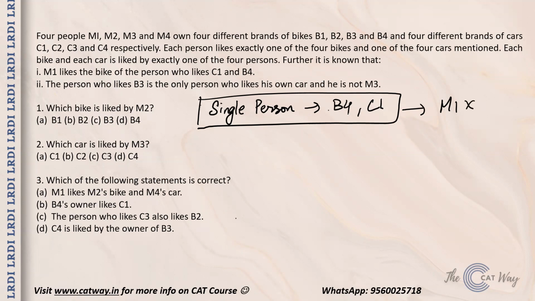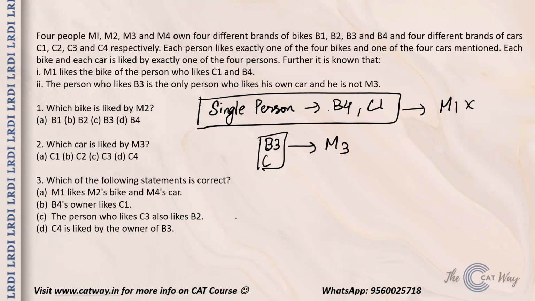Now, the second thing is that the person who likes B3 is the only person who likes his own car and he is not M3. So the person who likes B3 is going to like his own car. And that person is not M3.